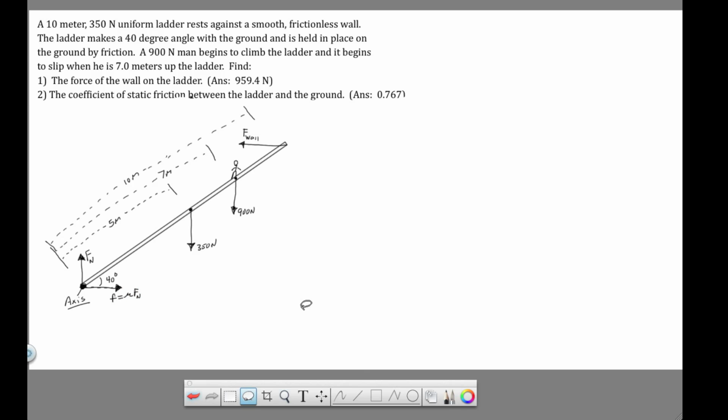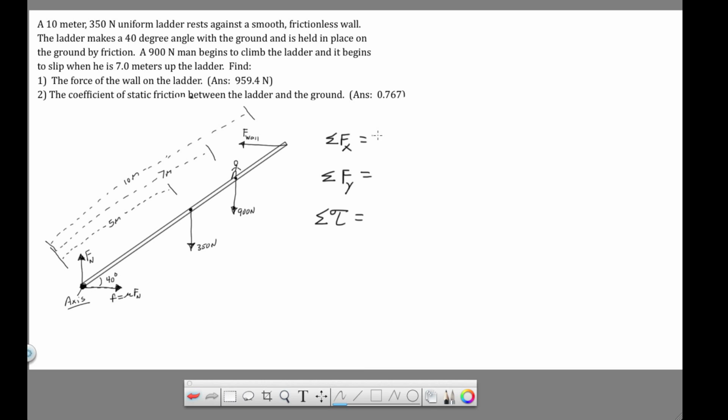All right, so the first question is asking us to find the force of the wall on the ladder. Now, for any problem like this, what you want to do is sum the forces in the x direction, which is not anything new. You did this back when you first learned Newton's laws, sum of the forces equals ma. We're going to sum the forces in the y direction, and then lastly, we're going to sum the torques. So this is going to allow us to have 3 equations for this situation.